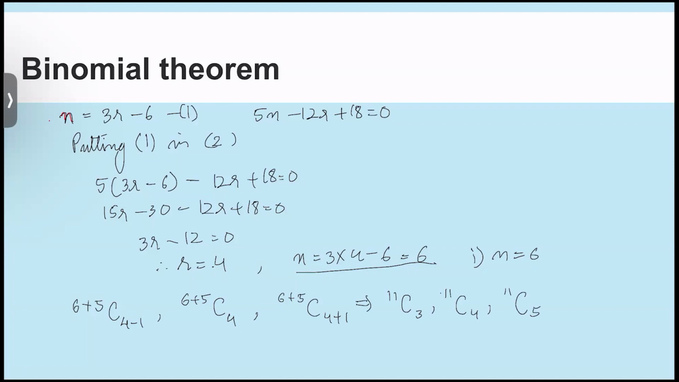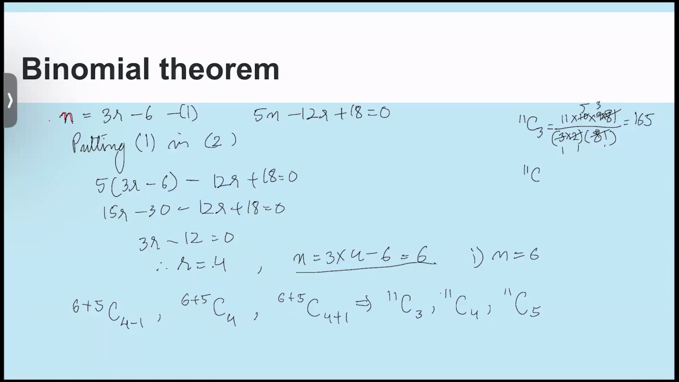So if you calculate them, you have 11c3, so that would be 11 into 10 into 9 upon 3 factorial multiplied by 11 minus 3, which is 8 factorial. So you just write 11 into 10 into 9 into 8 factorial, so 8 factorial gets cancelled, 3 ones are 3, 3 fives are 15, so this will be 165.